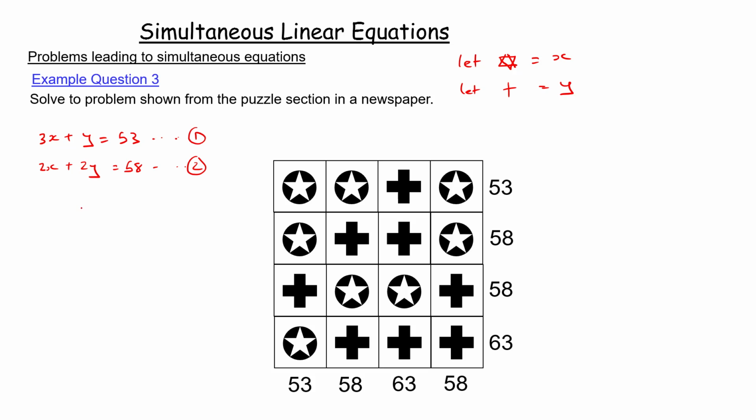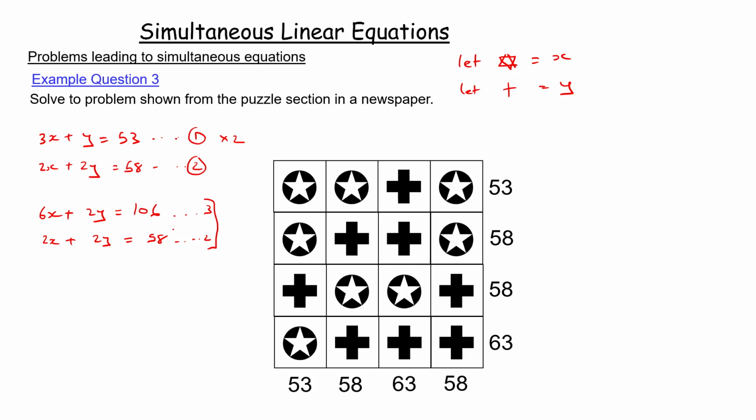Okay, right. So I've got to make variables the same. I'm going to make the y variables the same because I just need to multiply this one by 2. So multiply every term by 2. 6x plus 2y is equal to 106. It's a new equation, so we'll call that one 3. And we've also got equation 2 there, which is 2x plus 2y equals 58.